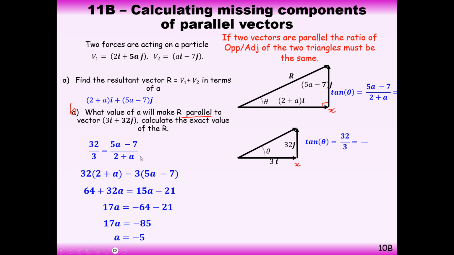Now that we know the value of a, we can substitute it back into this definition that we started with, because they say calculate the exact value of r. So 2 minus 5 is minus 3, so that's minus 3i, and 5 times minus 5 is minus 25, minus 7, so that's minus 32j.